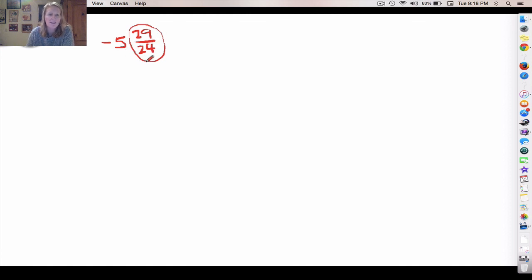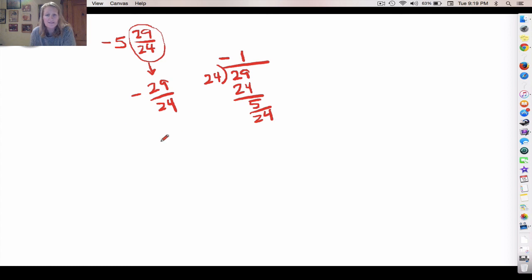What's important to remember is that because it's negative, the overall thing is negative, so this improper fraction is also negative. So when I do this division, 24 into 29, I have to remember that my end result will also be negative. So 24 goes into 29 one time, giving us 5 24ths. What that means is I'm adding negative 5 to a negative 1 and 5 24ths, which is really negative 6 and 5 24ths.